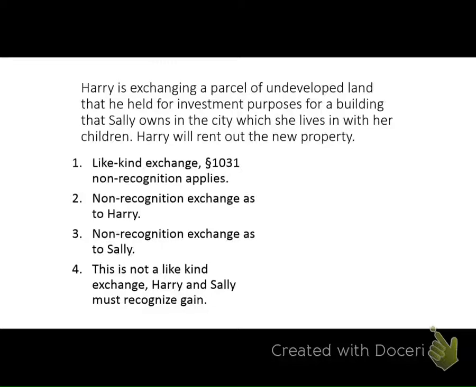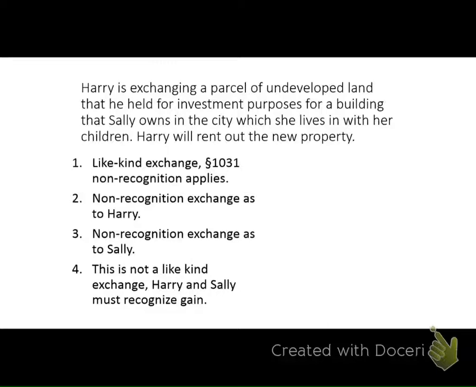Harry is exchanging a parcel of land that he held for investment purposes. Okay, so before, we're all set with investment purposes. Looking at after, he's exchanging it for a building in the city, and he'll rent out the new property. So it seems that after the transaction, he will use the property for productive use in a trade or business. So from Harry's point of view, he satisfied both the like-kind and the holding requirement, and therefore non-recognition applies as to Harry.